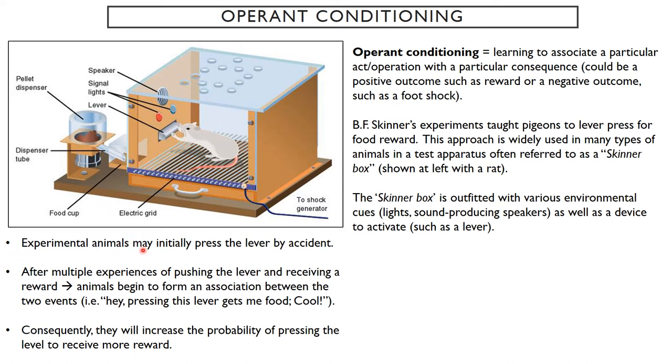The way this generally works is that an experimental animal will just come along. It'll be in the Skinner box and it'll touch the lever because it's kind of bored or just doing whatever. And then it'll learn, hey, wait a minute, when I touch this lever, I get some food. After doing this multiple times, pushing the lever and getting the food, the animals start to associate the two events. Hey, I push this lever, I get food. Yummy, delicious. This increases the probability of pushing the lever for more reward. This is a form of operant conditioning, and it's dependent upon rewards and punishment, positive outcomes and negative outcomes.